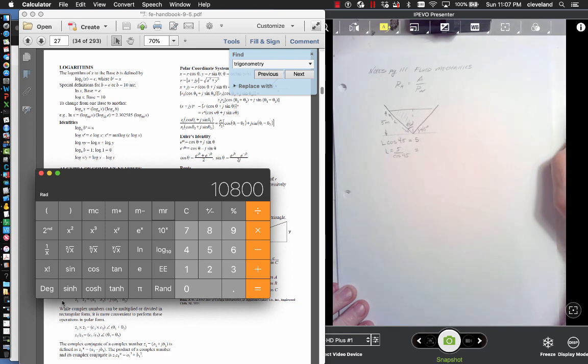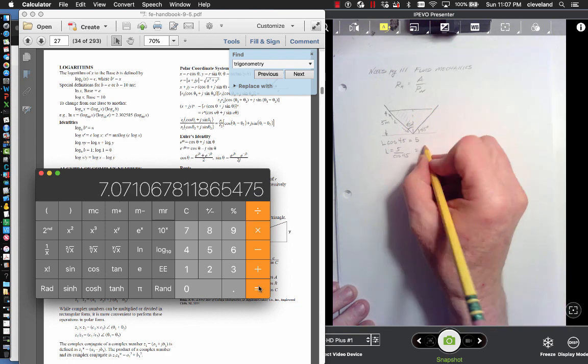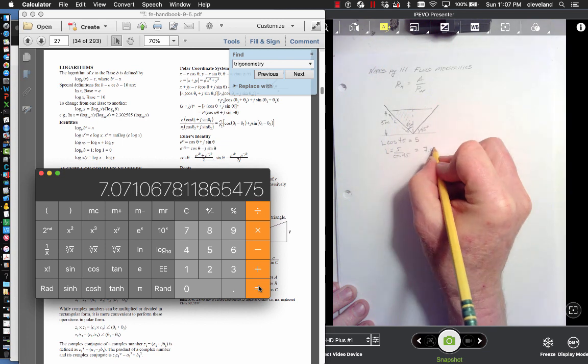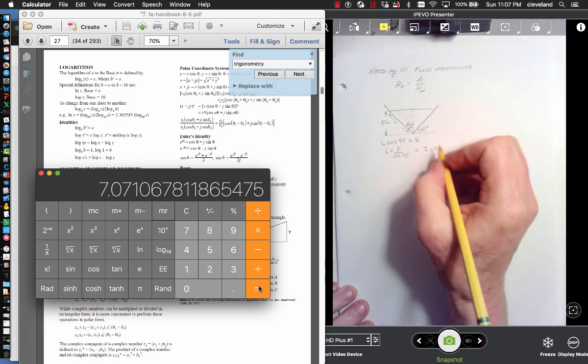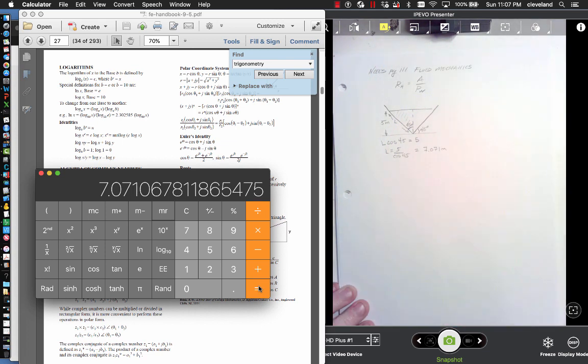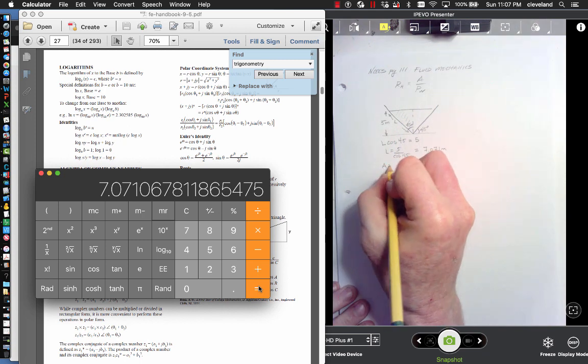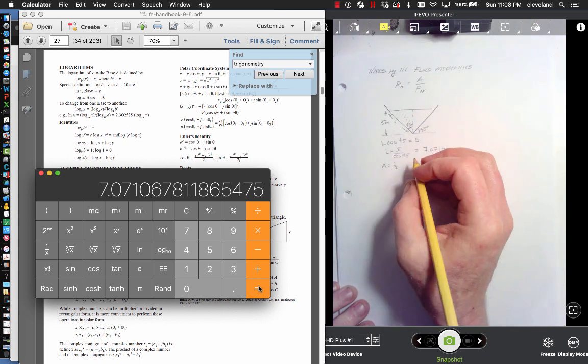And let's see, I want to be in degrees. That looks about right. Okay, clear that. 5 divided by cosine 45 equals 7.071 meters. Now the area is 1/2 base times height.